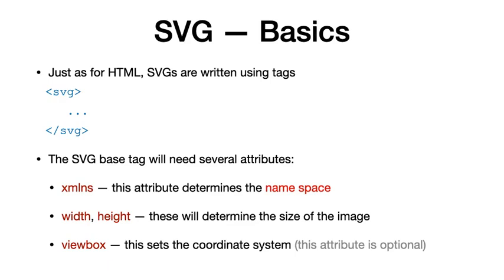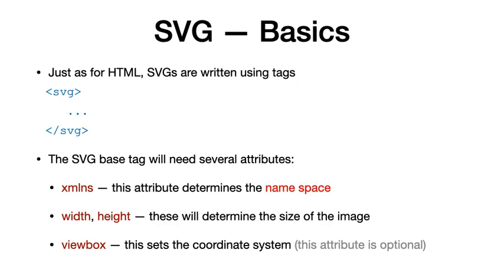SVG works quite similar in a way to HTML that we learned in this class. So it's written using tags. The basic tag is called SVG, and it's a paired tag. So we open it and close it. Inside, we will give instructions for how to draw our vector graphic.